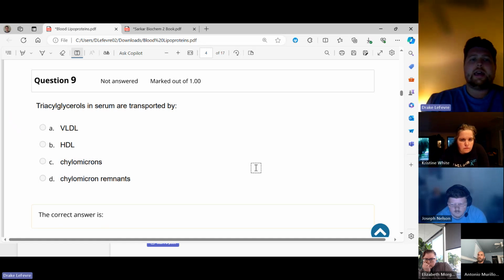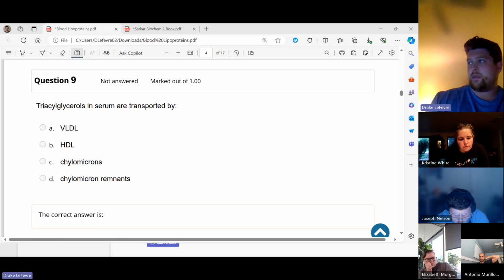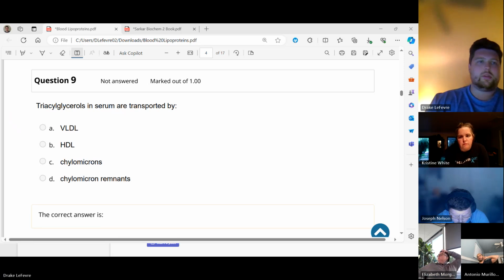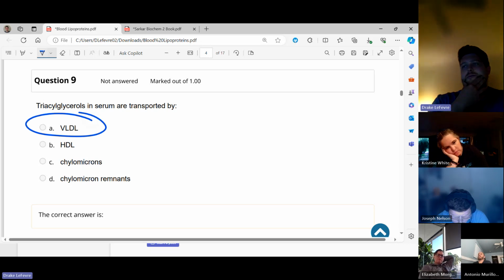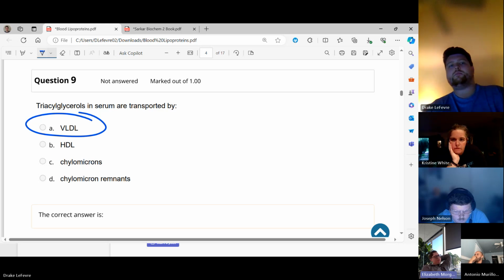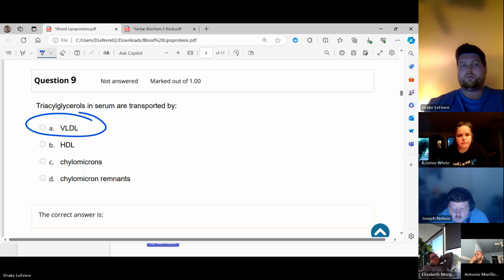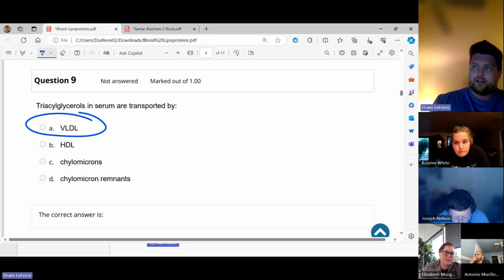Triacylglycerols or triglycerides in serum are transported by which of the following? VLDL? Yeah. What's the difference between a VLDL and an HDL? The HDL has more of the proteins, and they're smaller. Which is smaller, the VLDL or the HDL? HDL. Yeah, so HDLs are smaller. They're made up of more protein than they are of fats.